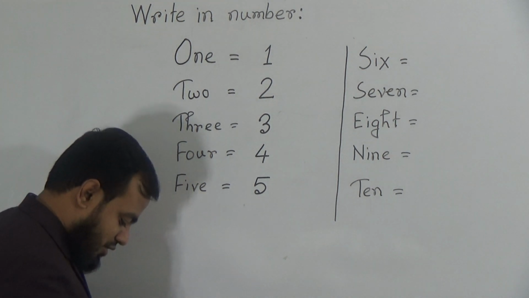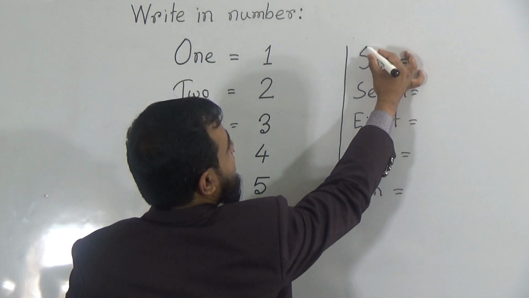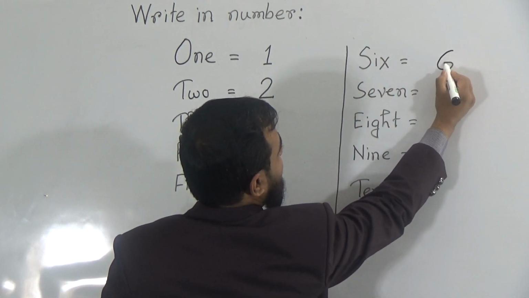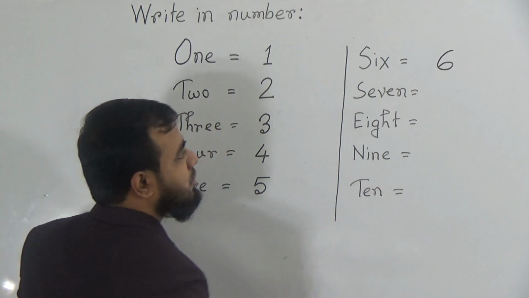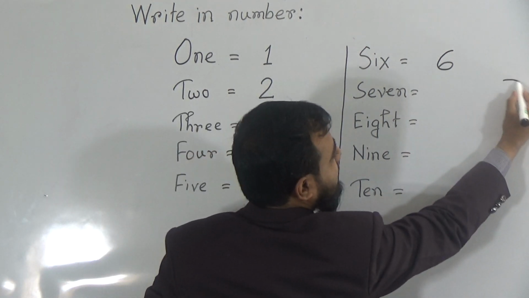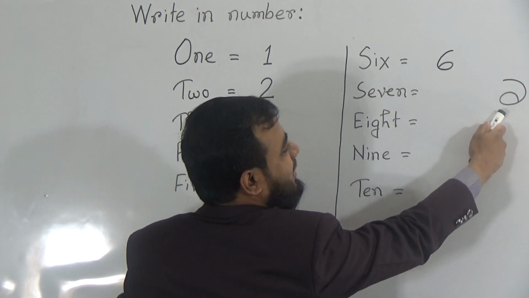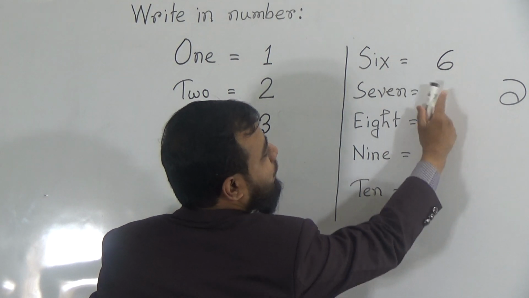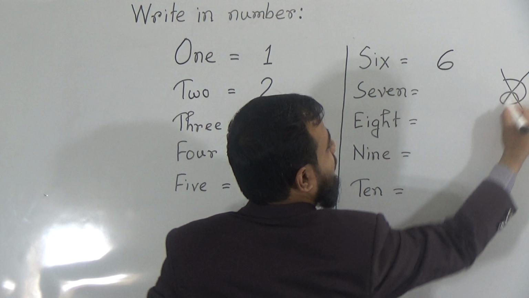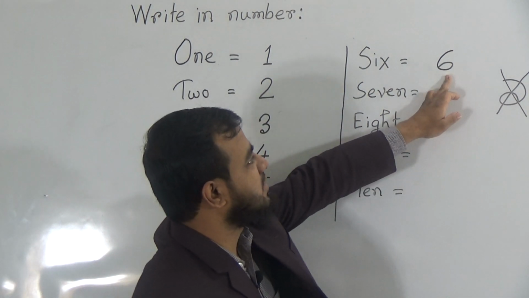After 5, we have the number 6. 6 is written down like this. The students make a mistake when writing 6. They write it like this. Is it 6? No, it's not 6. The number 6 is this one. Look very carefully. The number 6 is this one, not this. This is wrong. Please practice more and more when you write 6. 6 is like this one.